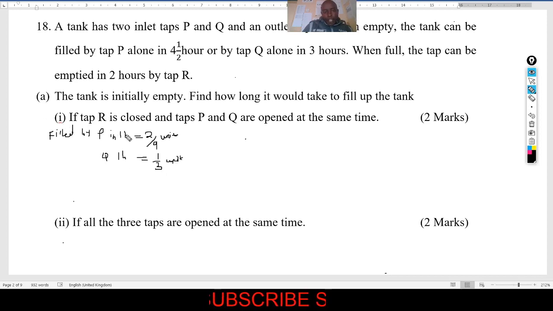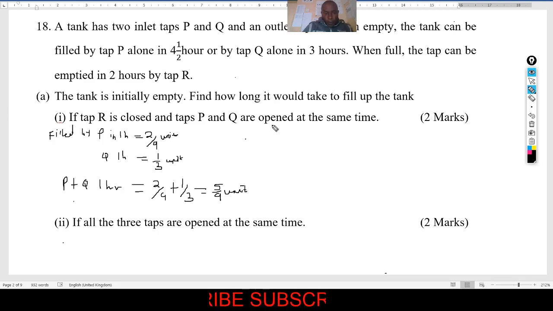Then both P and Q in 1 hour will fill 2 over 9 plus a third. So the water in the tank after 1 hour, when the two are opened at the same time, will be 5 over 9 of the tank, a fraction of 5 over 9. That is what will be filled in 1 hour by the two.